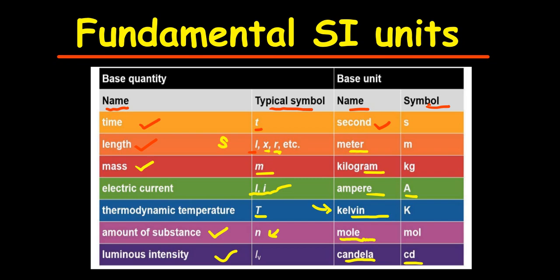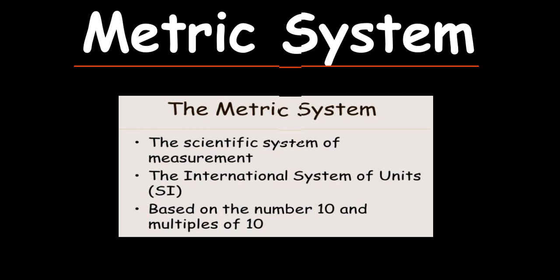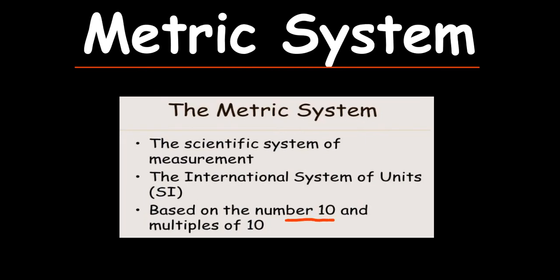Okay, what gives us that power is what we call the metric system. So now we are going to talk about this metric system. So what is the metric system? It is just a scientific system of measurements that is based on 10 and multiples and sub-multiples of what? 10.